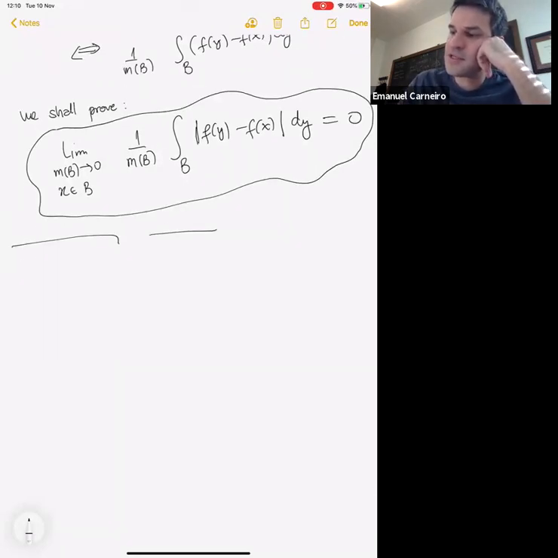I want to show that this limit is 0 for almost every x in R^d.